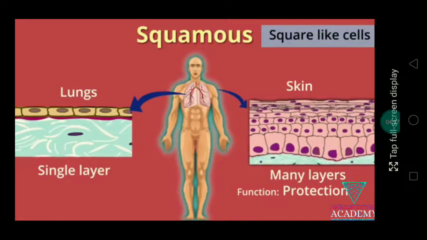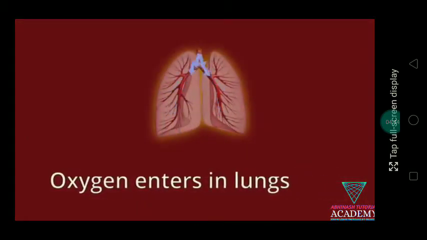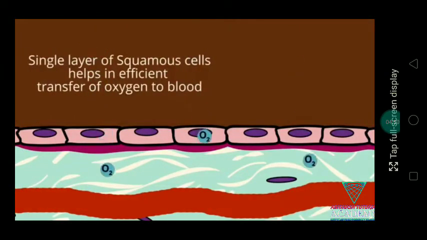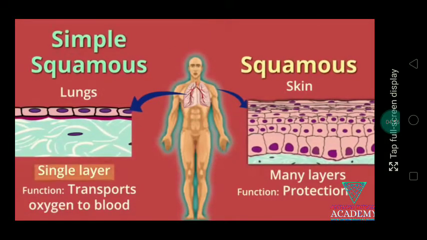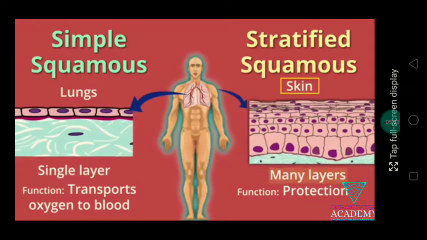That is because during respiration, as we take in oxygen, the oxygen first enters our lungs and from there it has to be transported to our blood. So for this transfer, it is better to have only one single layer of cells, right? So here we've seen two types of squamous epithelium: simple squamous in the lungs and stratified squamous in the form of our skin.